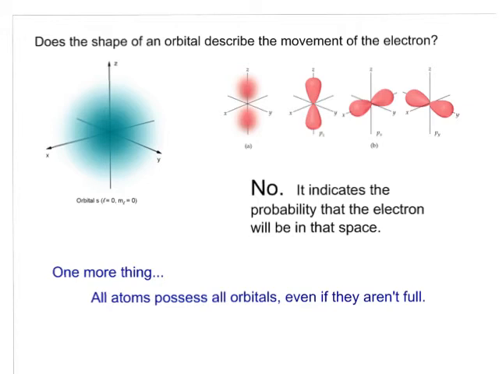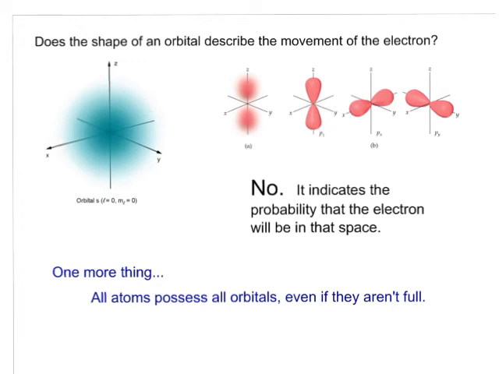Does the shape of an orbital affect or describe the movement of the electron? Absolutely not. The shape of the orbital only indicates the probability that the electron will be in that space. Say, for example, this s orbital. The electron is not going around in a circle or doing things like this. This shape is only an indication that, based on the probability density, the electron will have a high probability of being found right here, and less probability of being found here.